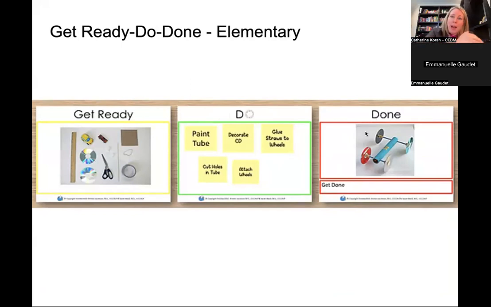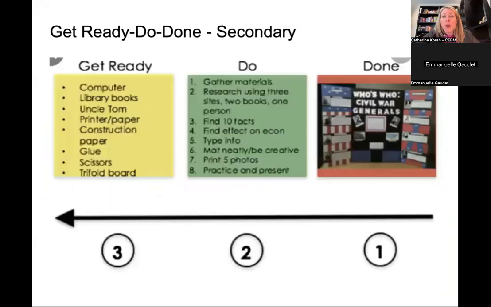And so we're going at it backwards. For high school, it could be that they need to work on a presentation to have a visual for their presentation. And so what do they need in terms of steps to be able to complete this task? And what do they need in order to get ready to even do the steps?